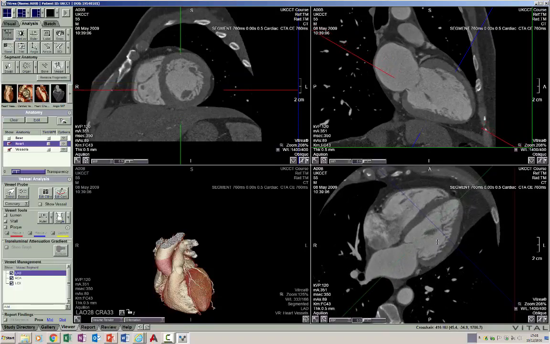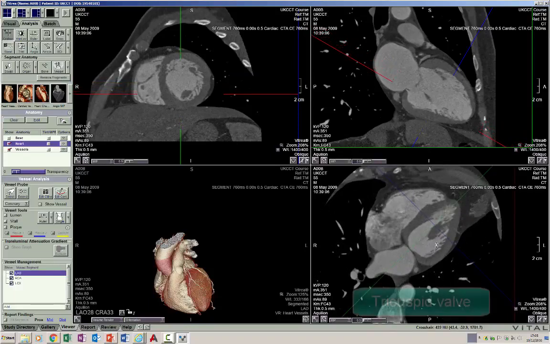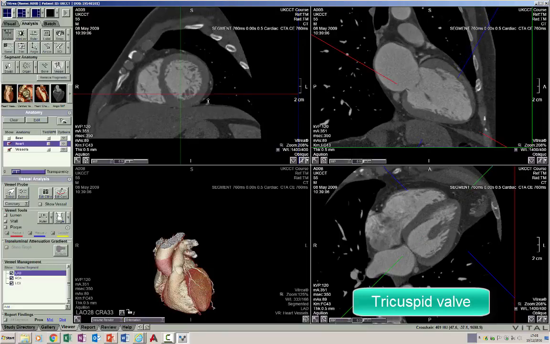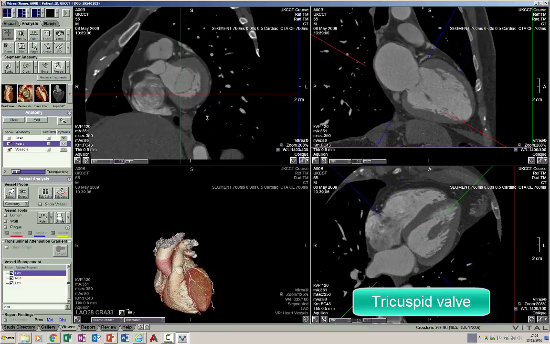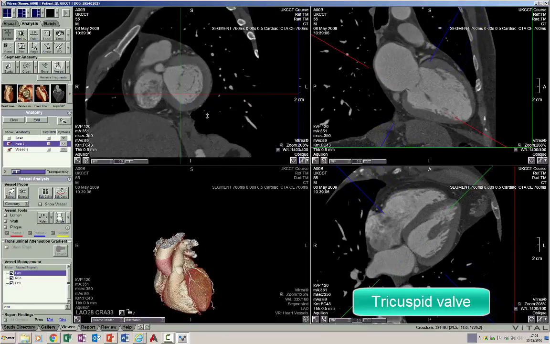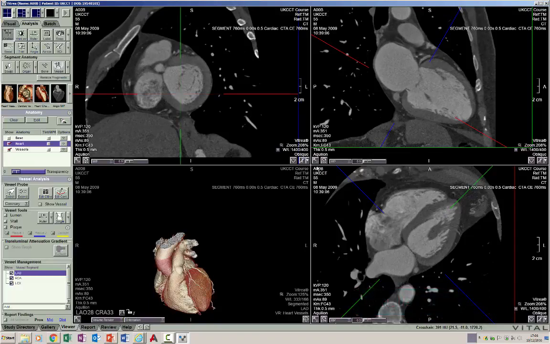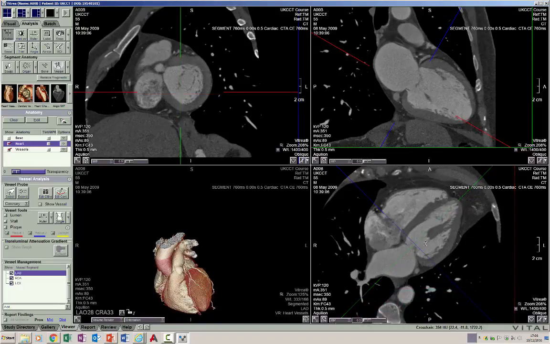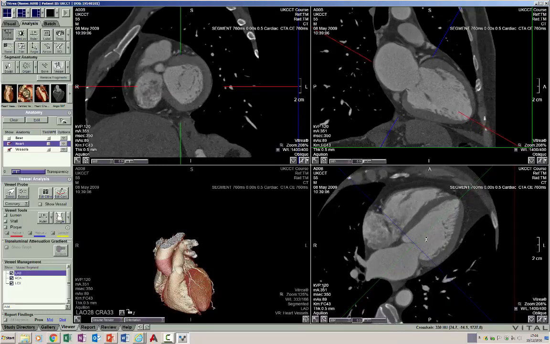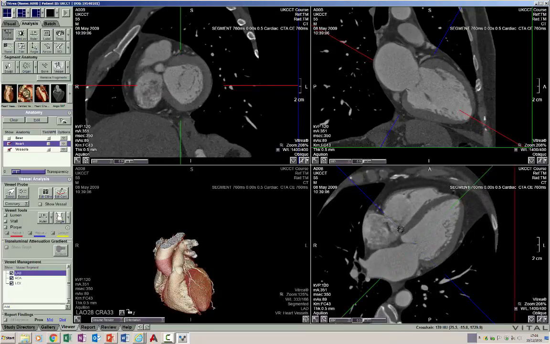Now the valve of the right ventricle is a tricuspid valve. As the name suggests, it has 3 leaflets. The leaflets of normal tricuspid valves are quite thin and hence barely visible on the CT scan. Let's try to see if we can see them on this image, on this scan, just about here.